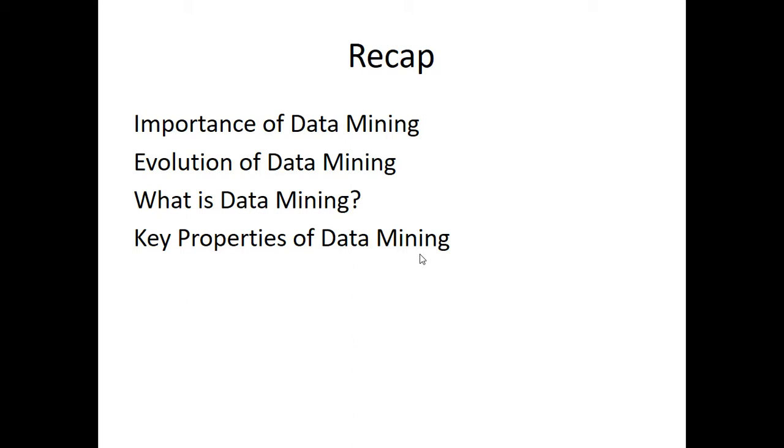And what is data mining? I already told that, and the key properties of data mining: what is data, what are the attributes, and all these things. We discussed them in the last class.